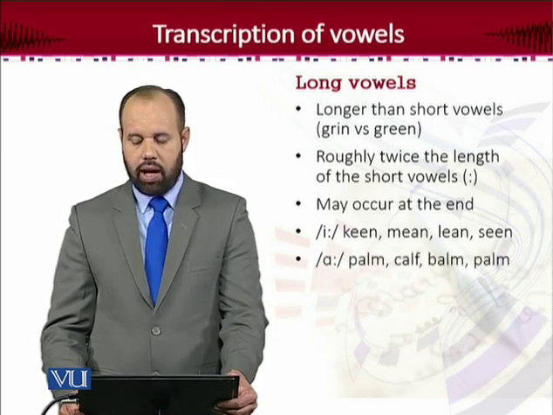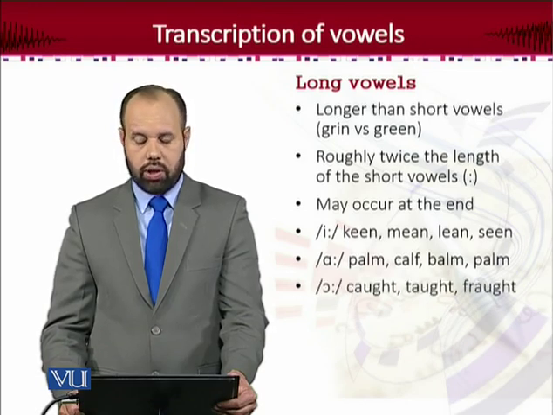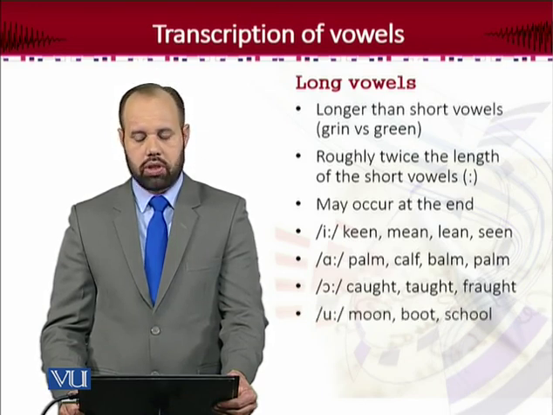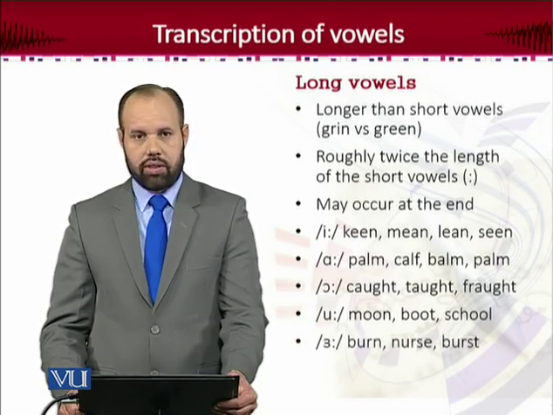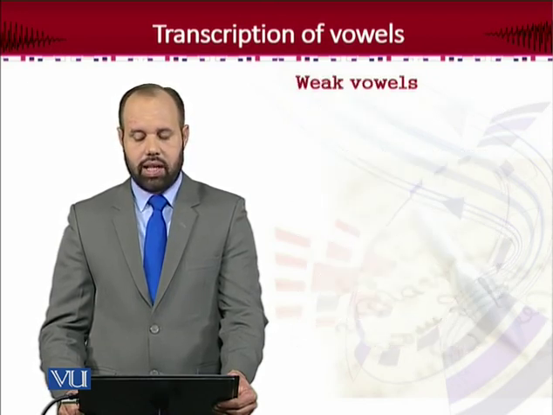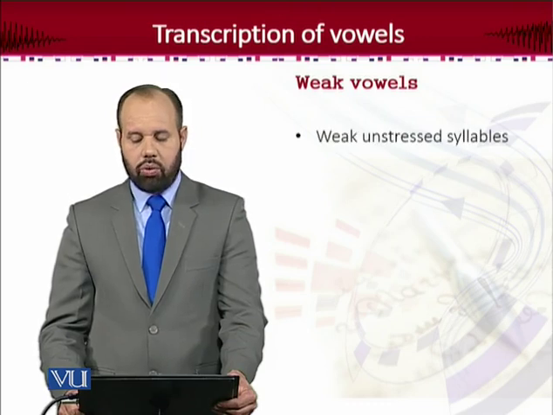In words like palm, calf, balm, and o in words like caught, taught, fraught. And then oo in words like moon, boot, school, and then the longer vowel in words like burn, nurse, and burst. So the third category is weak vowels.